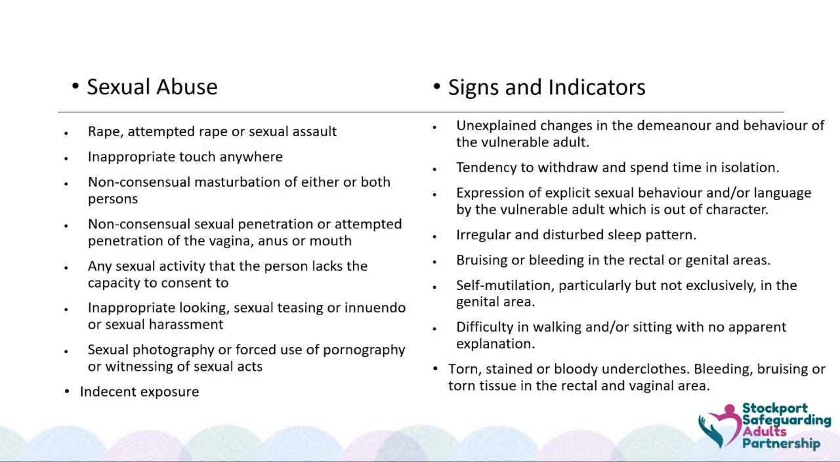Some signs and indicators to look out for in this category can be unexplained changes in the demeanor or behavior of the individual. They might have a tendency to withdraw and spend time in isolation. They might be displaying irregular and disturbed sleeping patterns. They may have bruising or bleeding. There may be some form of self-mutilation. They might have difficulty in walking and/or sitting with no apparent explanation, and they might have torn, stained, or bloody clothes.